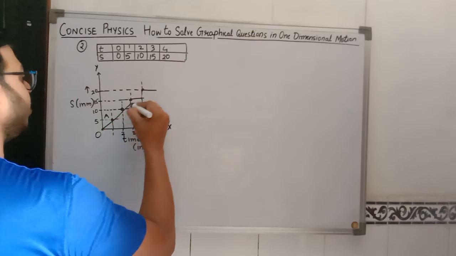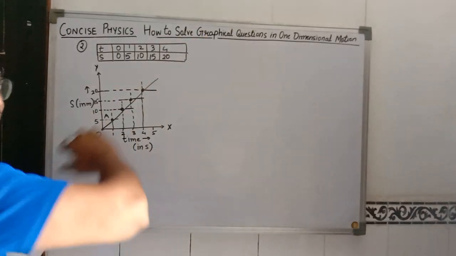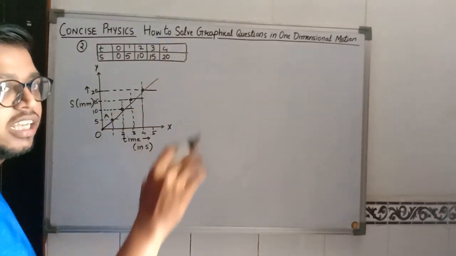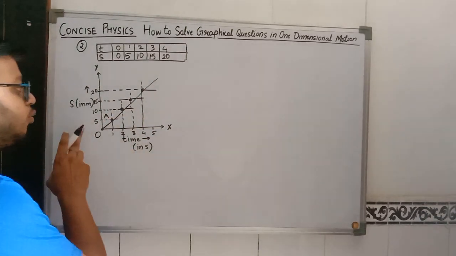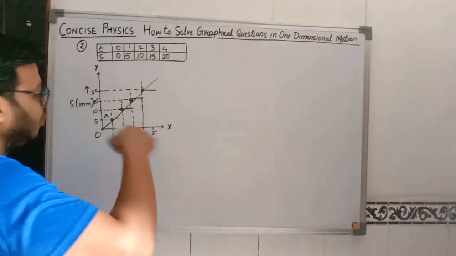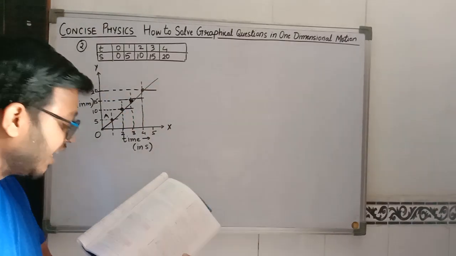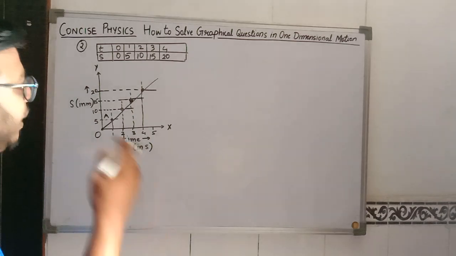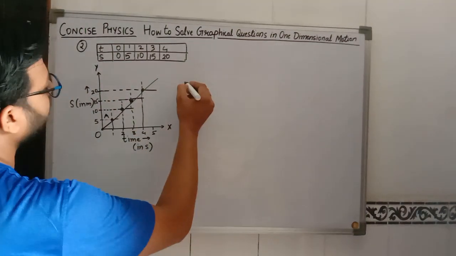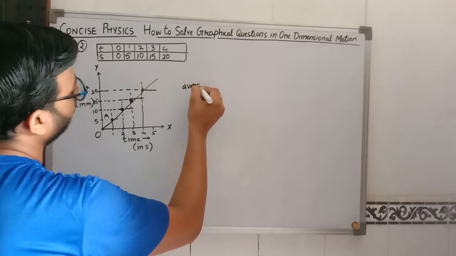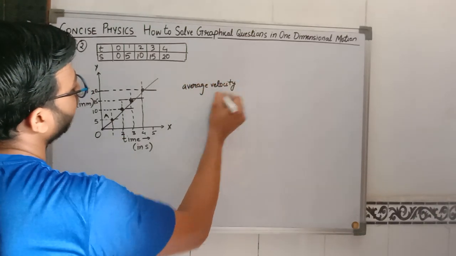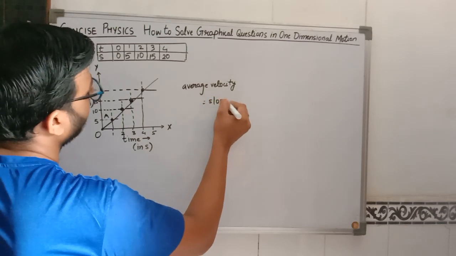So we have to join all the points with a straight line. And always remember that if the gaps are uniform, then a straight line is always formed. So this is the displacement time graph according to the given table. And we have to find the velocity. Because the graph is a straight line, it means the velocity is uniform. So average velocity is equal to the slope of the graph.